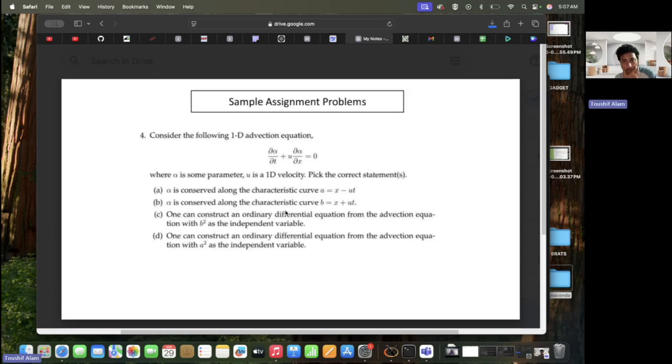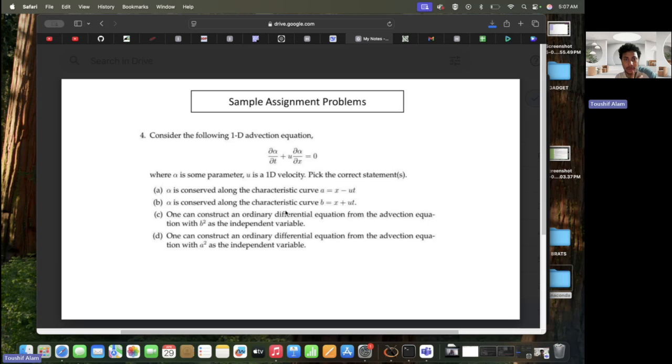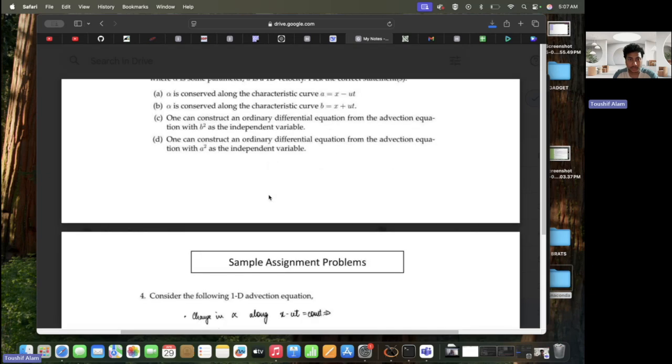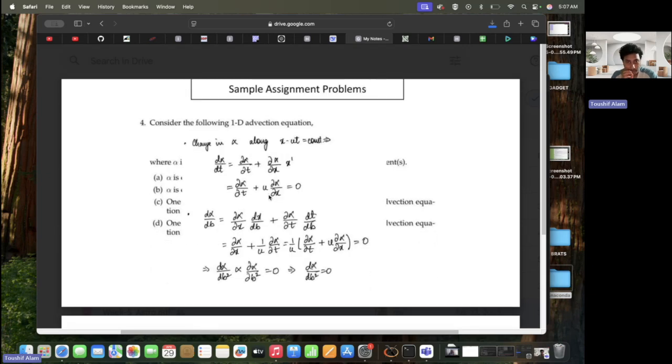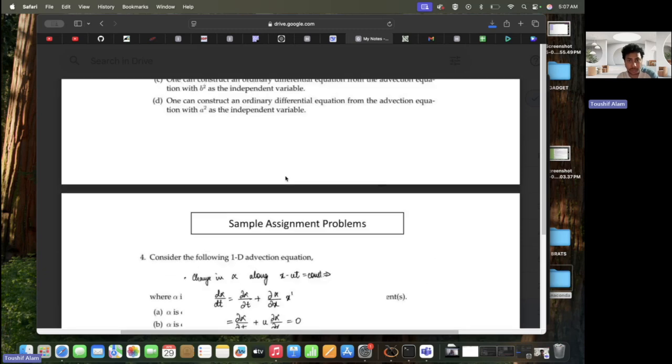Consider the following one-dimensional advection equation: del alpha by del t plus u del alpha by del x equals 0, where alpha is some parameter and u is the advection velocity. Pick the correct statement. Alpha is conserved along the characteristic curve a equals x minus ut. Alpha is conserved along the characteristic curve b equals x plus ut. One can construct an ordinary differential equation from the advection equation with b independent and a independent. So either A and B, or C and D, can be correct. See, remember this is plus, so obviously A is correct. Looking like this, but let me show you that alpha of x minus ut is constant.